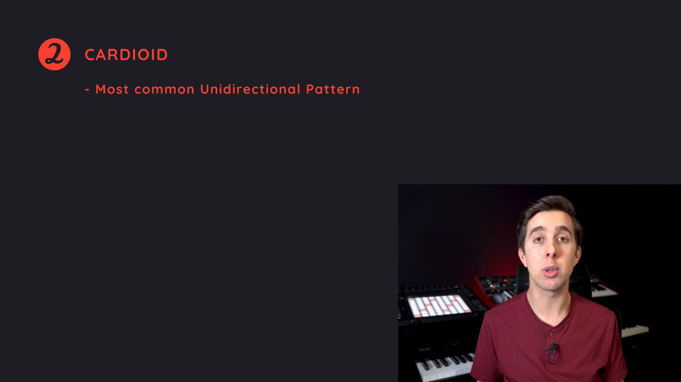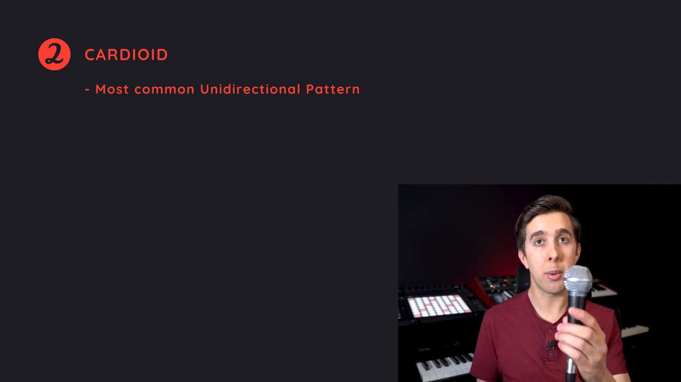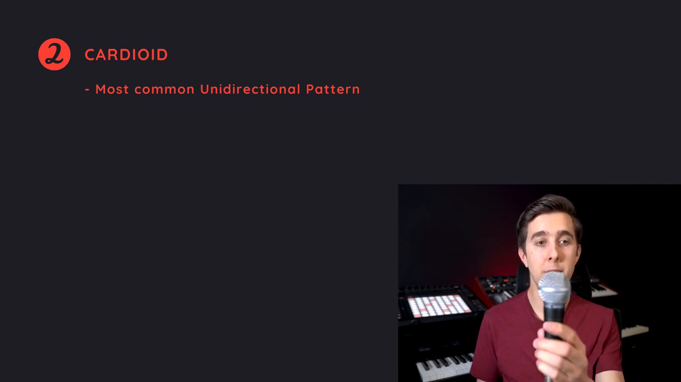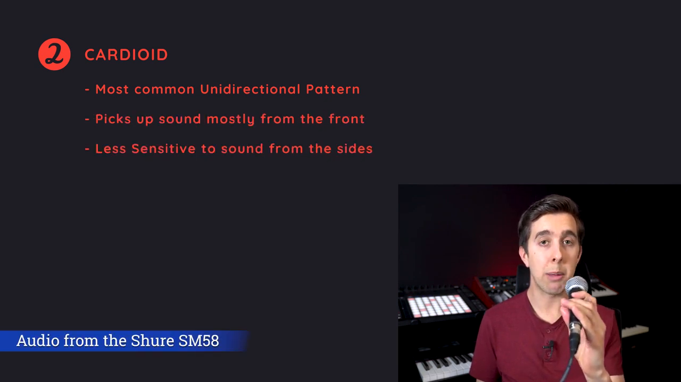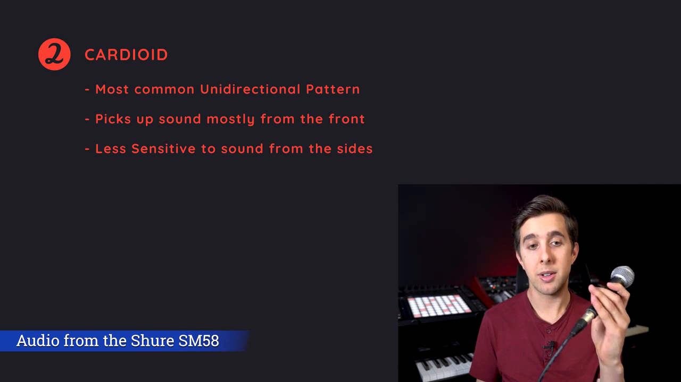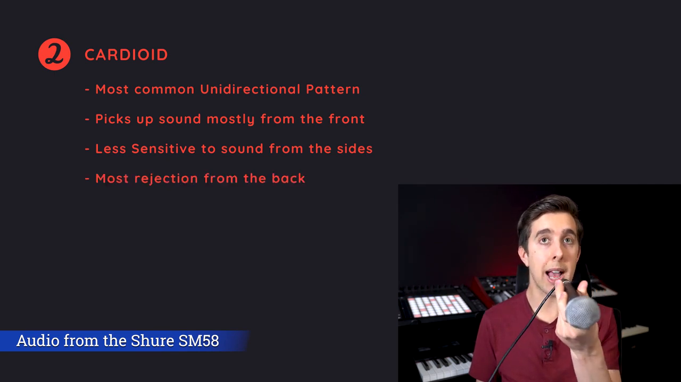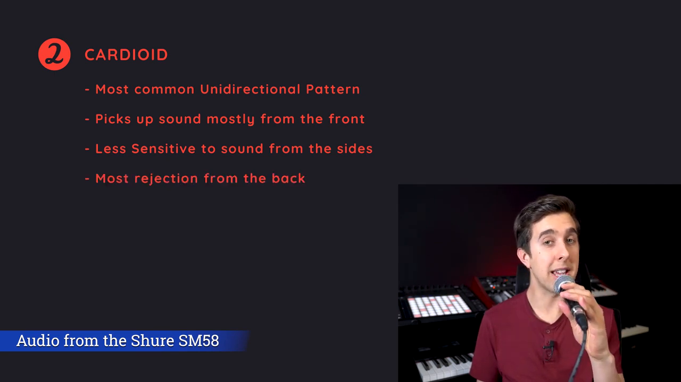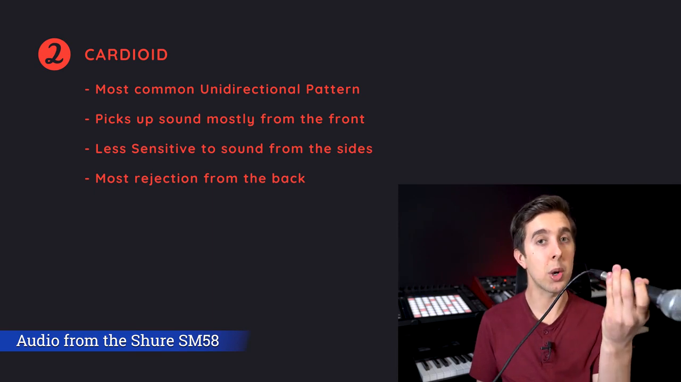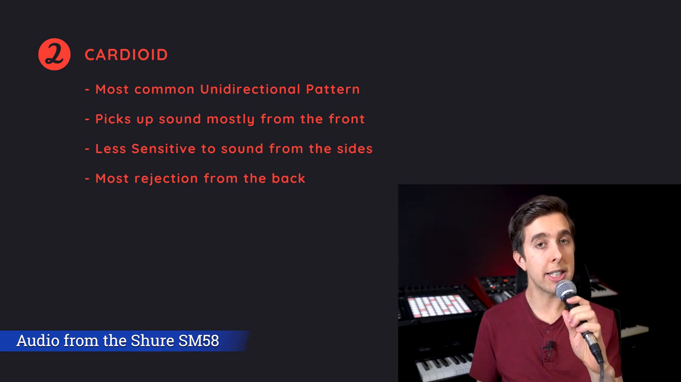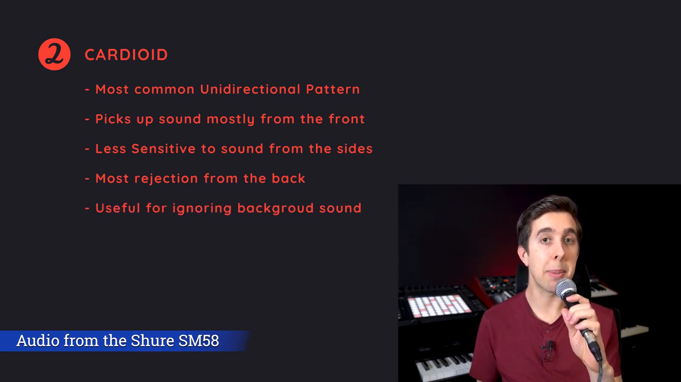Okay, now let's look at cardioid, which is the most popular unidirectional polar pattern. So for example, this microphone here is a cardioid microphone, and it means sound will mostly pick up from the front of the mic and will be rejected from the sides, and the most rejection will be at the back of this microphone. So you can probably hear the audio quite clearly now, and less so now, and even less so now. So a cardioid microphone like this is very useful for rejecting any background sound.